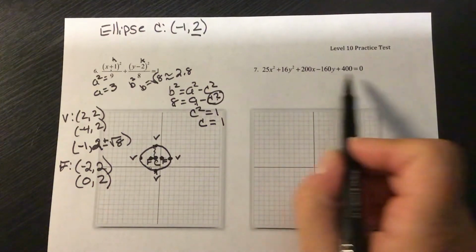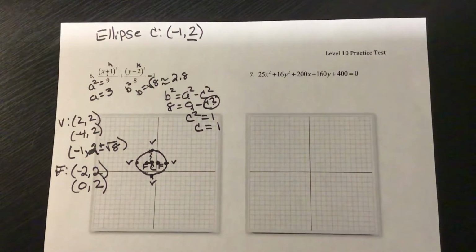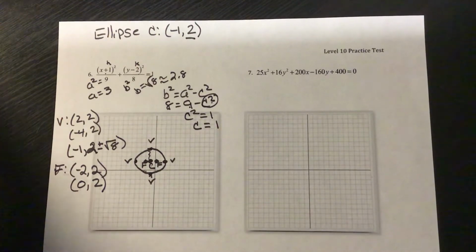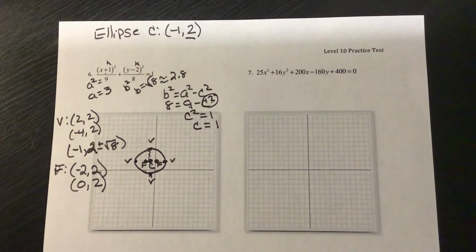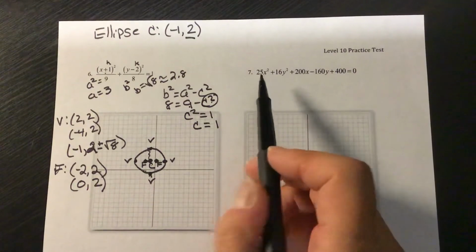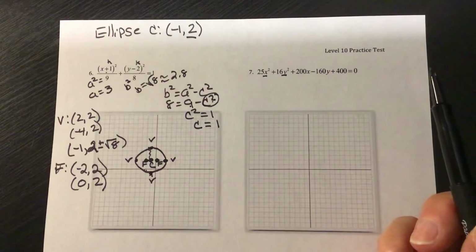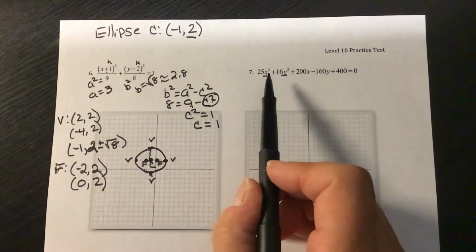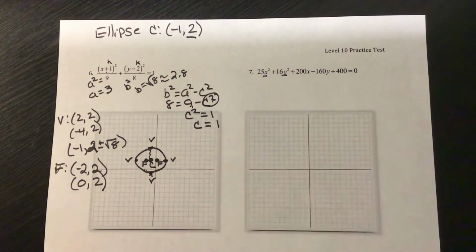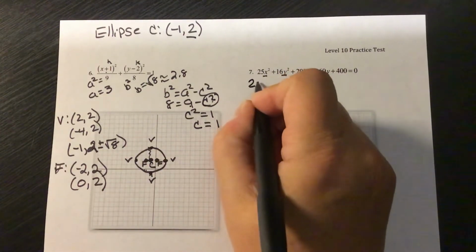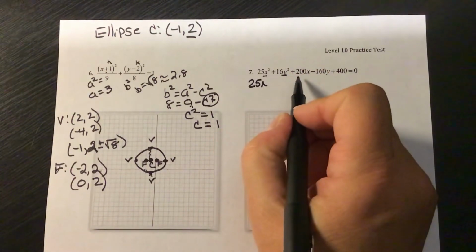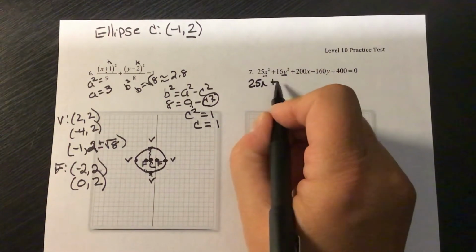Ooh, this next one, we've got some big numbers and it's not in standard form yet. So before I determine if it's an ellipse or a hyperbola, I'm going to put it in standard form. I know it's not a parabola because my x is squared and so is my y. If it's a parabola, just one of them is squared. So I'm going to group my terms. I'm going to put 25x squared next to plus 200x.